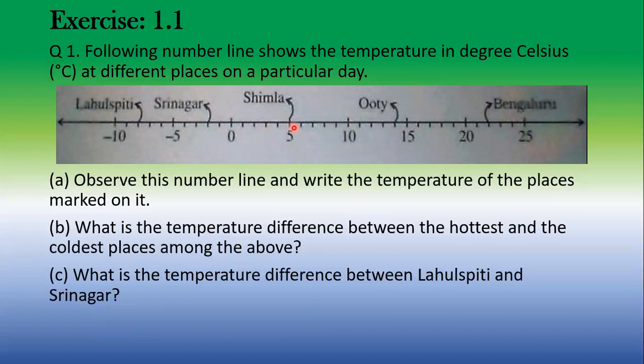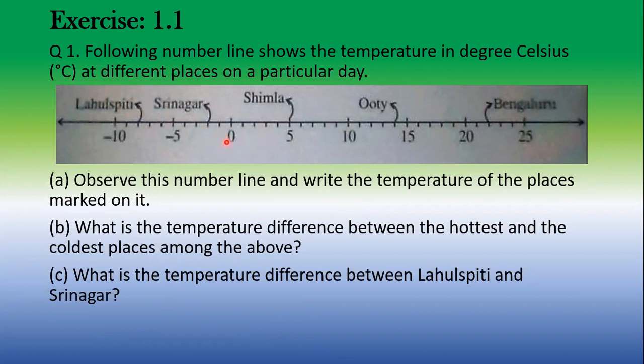Now, Lahul Spiti's temperature is between minus 5 and minus 10. So what is the temperature? Minus 5 is given here. The next line will be showing minus 6, the next line minus 7, and the next line shows the temperature at Lahul Spiti. That is minus 8, right? Minus 5, minus 6, minus 7, minus 8. So the temperature at Lahul Spiti is minus 8 degrees Celsius. That is the coldest place, having the least or minimum temperature.